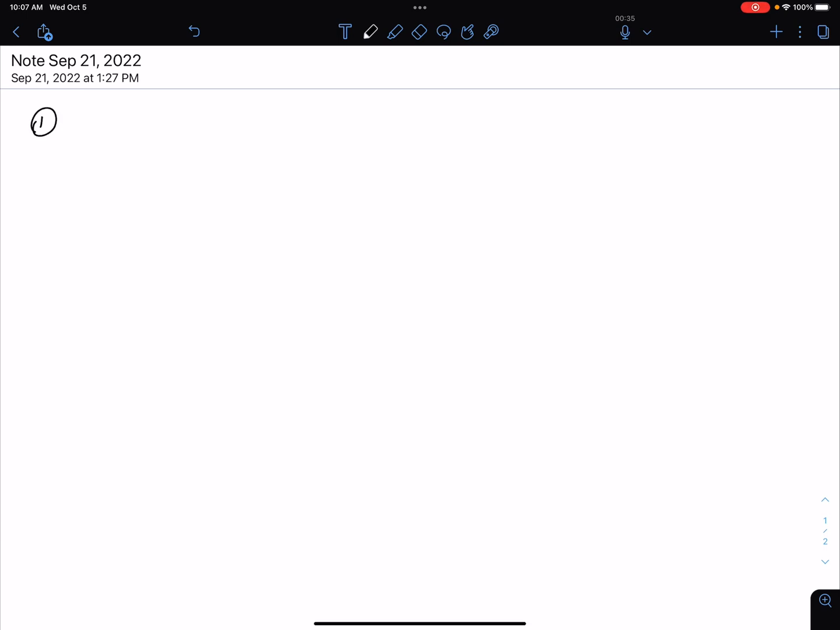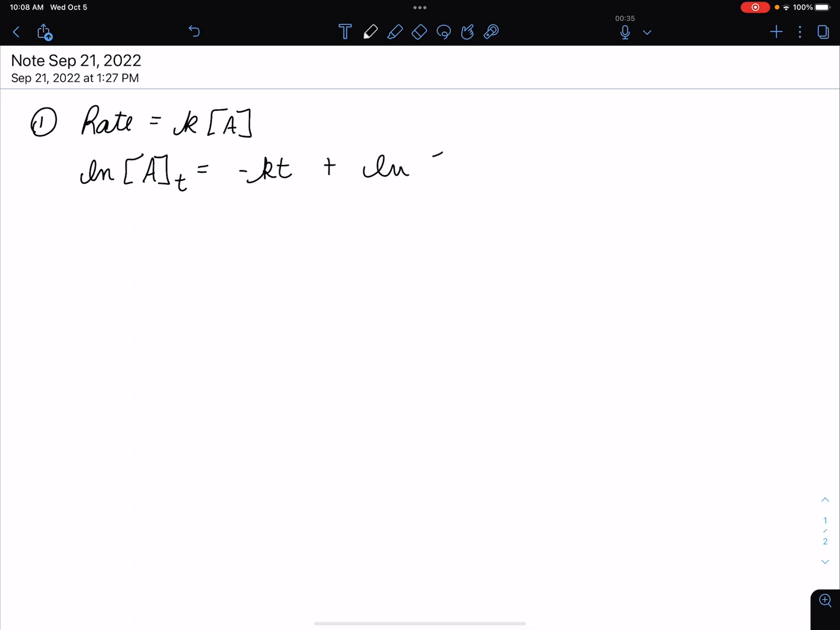So if it's a first order reaction, we know two things about it. We know that the rate law is this, that the rate is equal to K times the concentration of A raised to the first power. And if it's first order, we also know that this formula applies to first order reactions. Okay, the question is asking for what will the concentration of A be after 40 seconds?